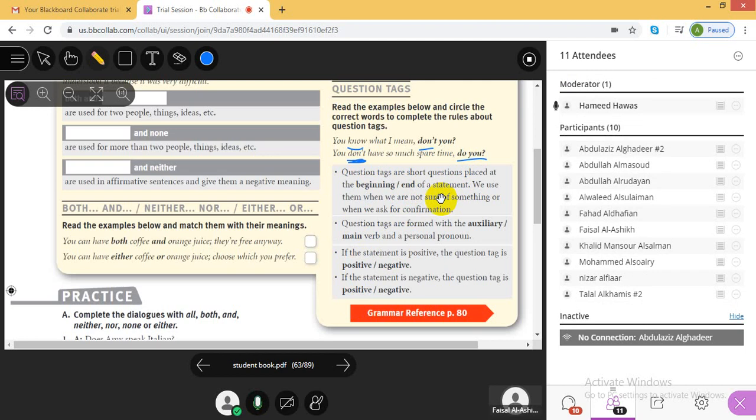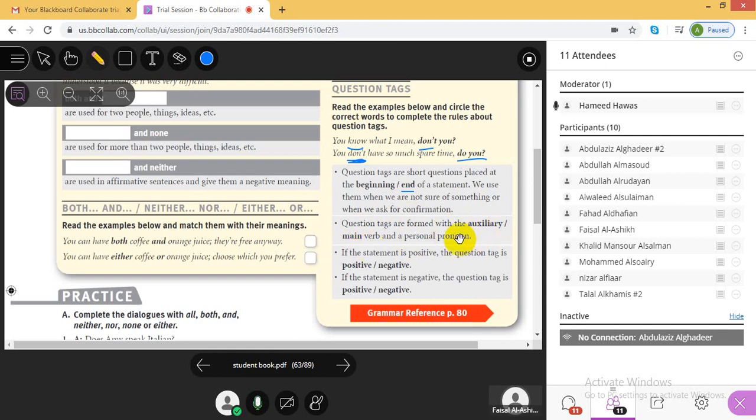Guys, are you busy doing something? Yes, good, Fahad. It comes at the end of the statement. We use them when we aren't sure, or when we ask for confirmation or agreement, as I told you. Question tags are formed with the auxiliary or main verb.